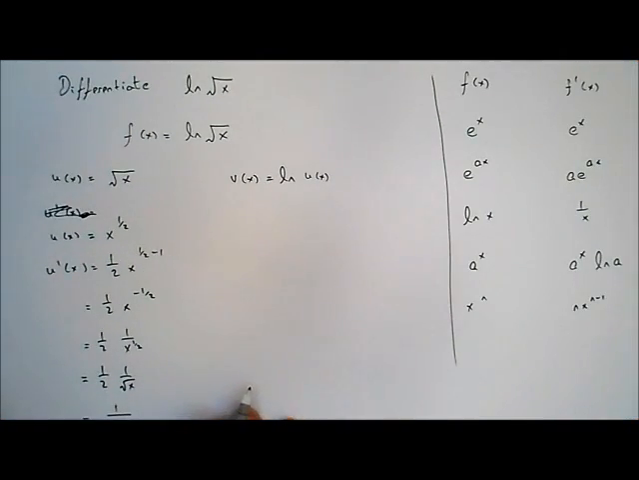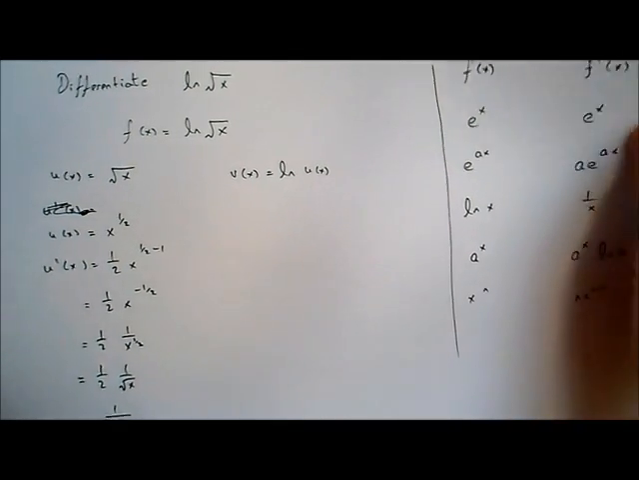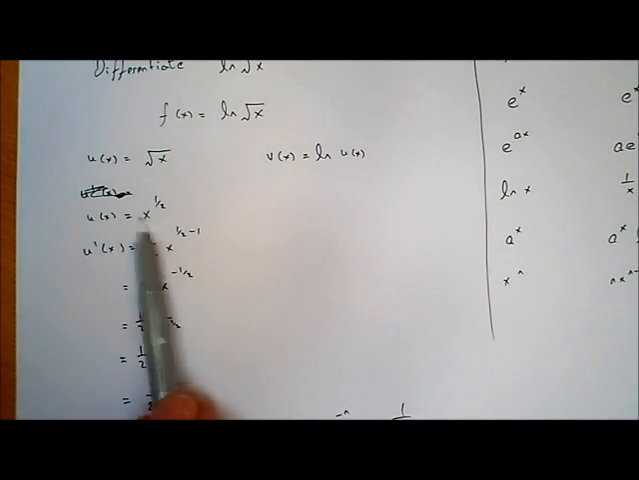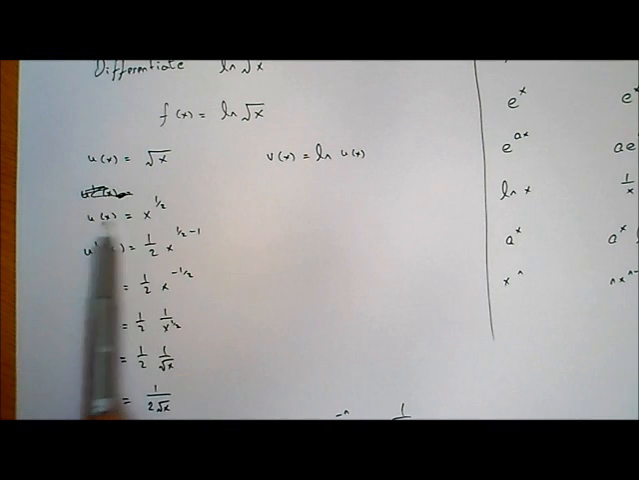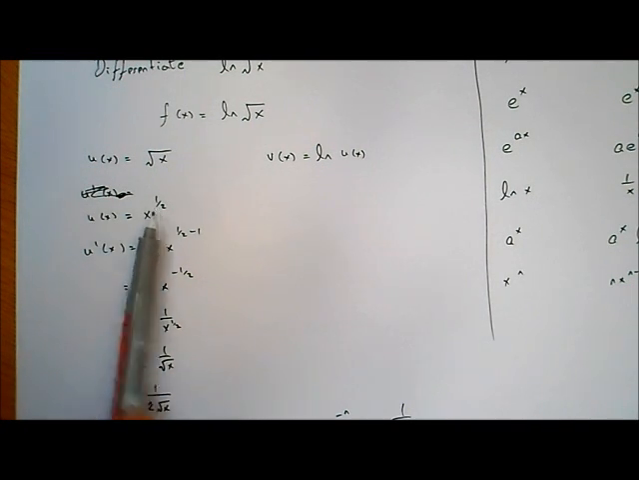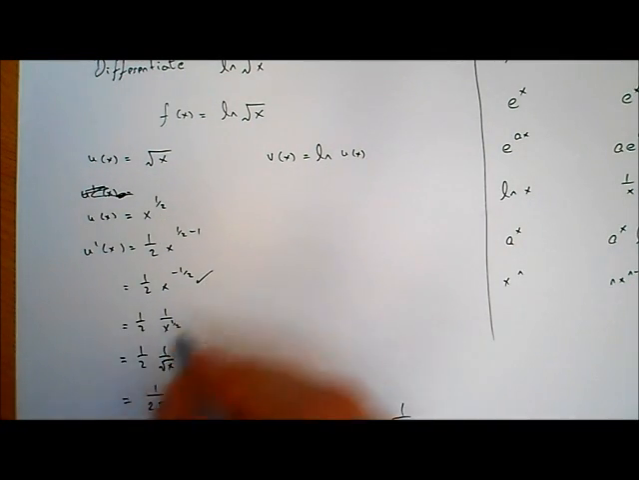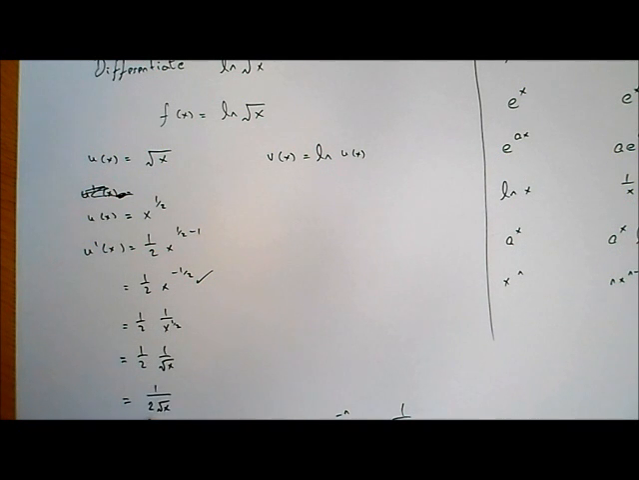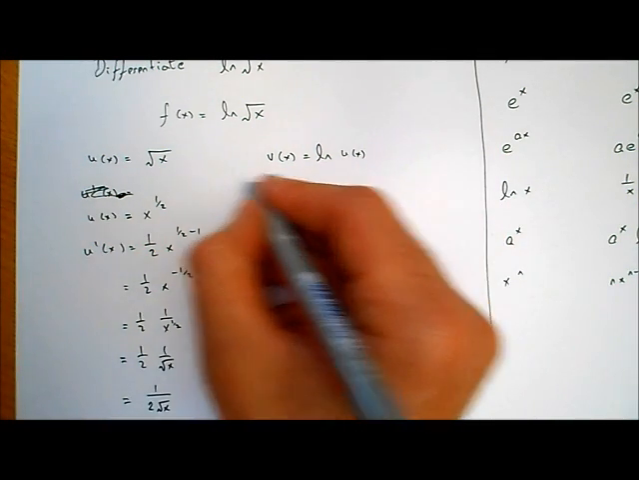So let's have a look at that again. When I differentiate the square root of x, before I differentiate it, I write it as x to the power of a half. And when I differentiate it, I get this. But I just tidied it up and wrote it like this, 1 over 2 root x. So, okay, let's go back to the second part.